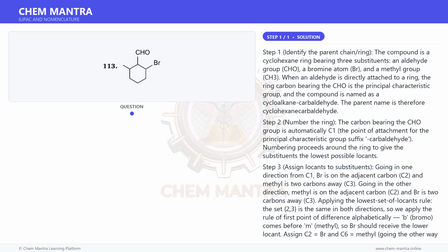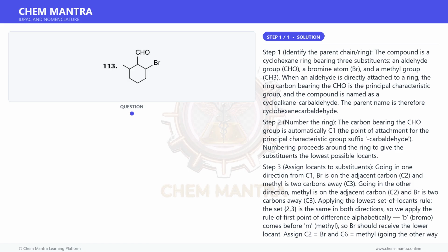B, bromo, comes before M, methyl, so Br should receive the lower locant. Assign C2 equals Br and C6 equals methyl. Going the other way around the ring from C1, methyl is at position 6. Step 4. Alphabetical ordering of substituents.